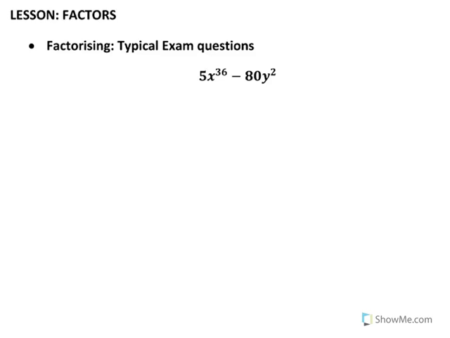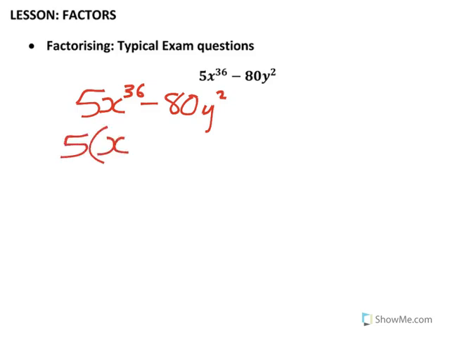Lastly, let's look at the last typical exam question. You are given 5x to the power 36 minus 80y squared. They like this kind of problem. Again, this is a hidden difference of two squares. Now have a look. If we take out a 5 between the numbers, you will have x to the power 36 minus 80 divided by 5. If I use my calculator, you are going to have a 16y squared. Do you see that something tells us that there is a difference of two squares there?